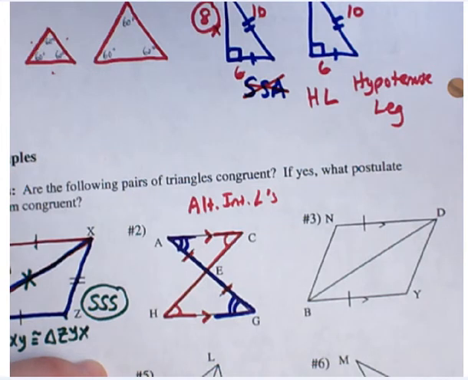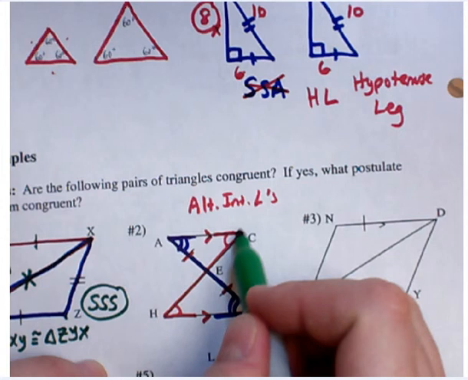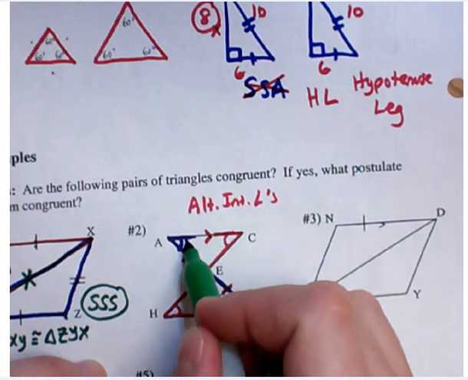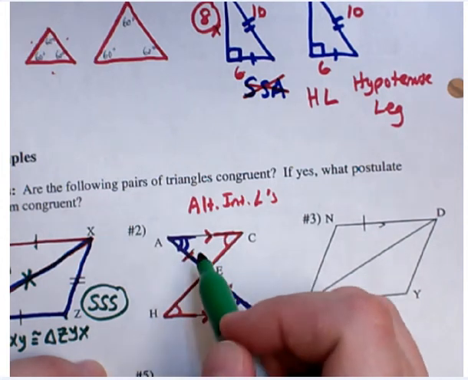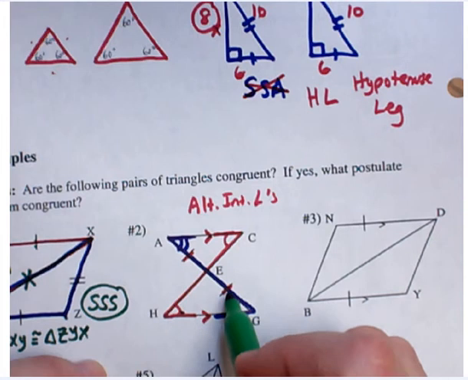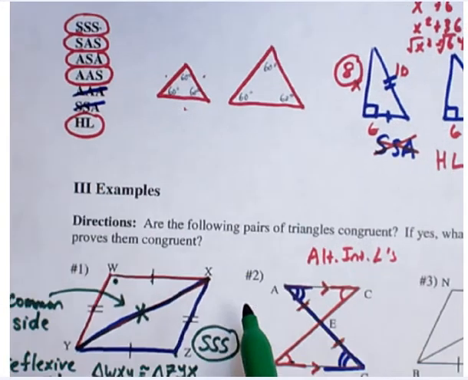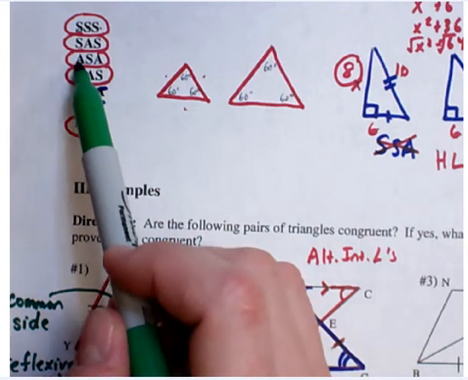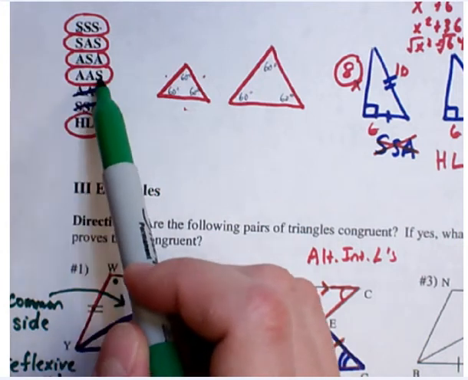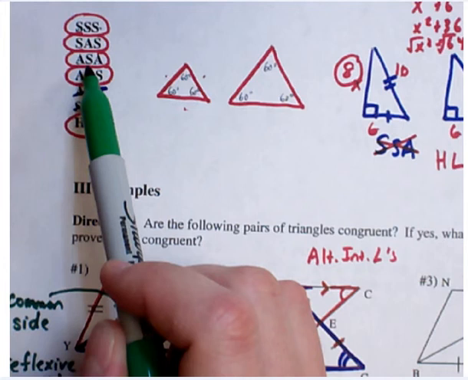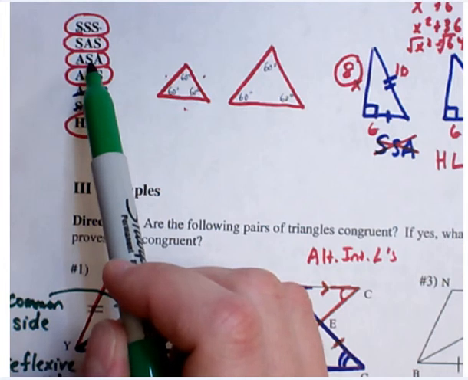When you look at the picture, in the top triangle, you have two angles, and then you have a side. And in the bottom, you have two angles, then you have a side. The question is, when you look at the list, is that angle, side, angle, or angle, angle, side? It depends on where the side is. Is the side between the two angles?